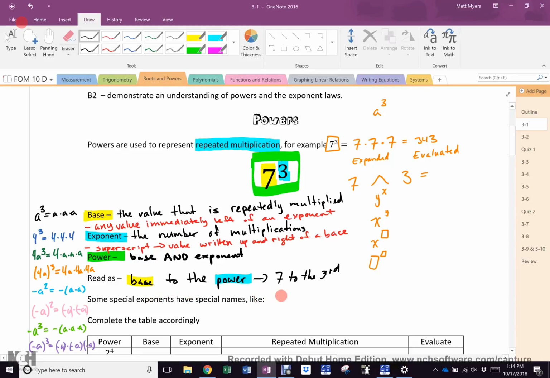Some have special names. What is 7 to the 2? What do we call it? 7 squared. What do we call 7 to the 3? Cubed. Nobody else gets a special name because there's only 3 dimensions that we deal with. Everybody cool? All right. Your homework.